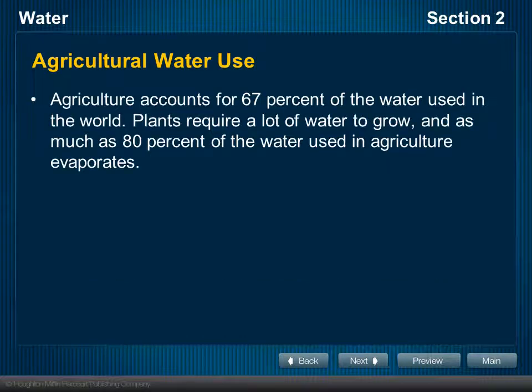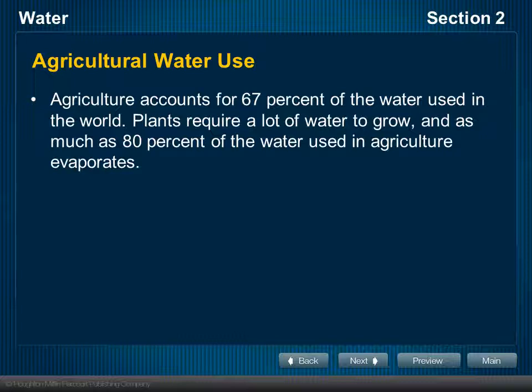Now, in terms of agricultural water use, we said 67% of the water used in the world. We know that plants require water to grow. Plants actually require a lot of water. And as much as 80% of the water used in agriculture evaporates. So this gets to our conversation about how we're using it, our patterns and our habits.